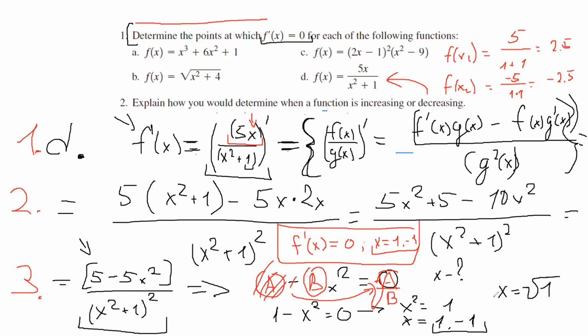So my 2 points, let's say D and C, right? D is going to have coordinates of 1, 2.5, and C is going to have coordinates of -1, -2.5. So are we supposed to plug it into the original equation or the derivative equation?